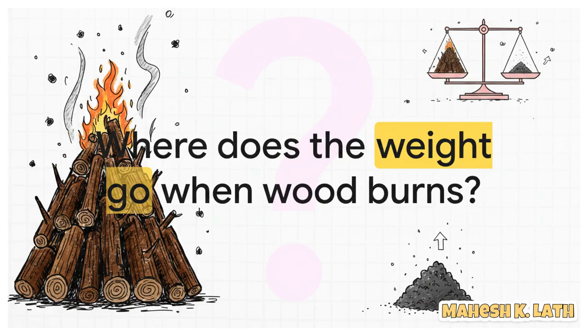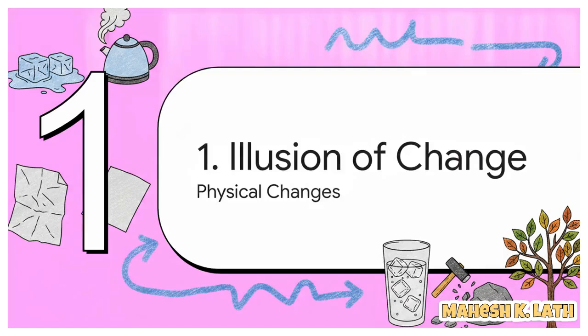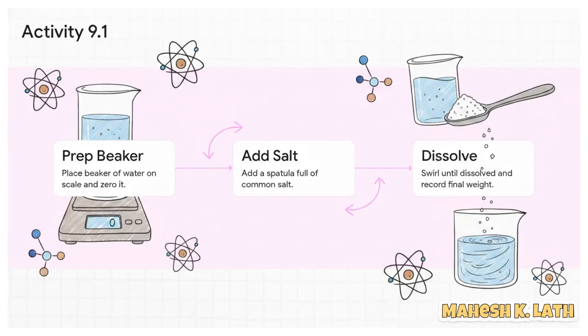But has it really? Well, to figure this out, we need to test exactly how matter behaves when it undergoes changes. So let's start with part 1, the illusion of change. To get a solid baseline, we're going to look at a physical change first. You know, a change where the matter looks different, but its fundamental identity is still exactly the same. We'll run a really simple test, just like Activity 9.1 from our source material.